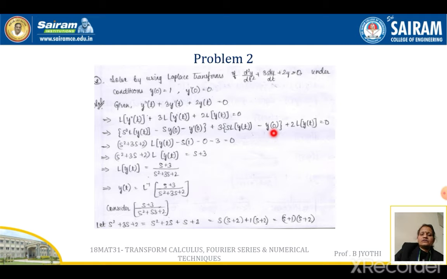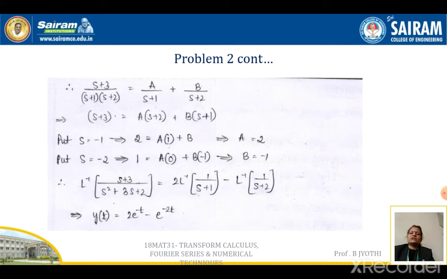And here also minus 3 is there, so that will be written. Thereby minus s minus 3, when it is taken to the right hand side, will be s plus 3. So L of y of t will be s plus 3 divided by s squared plus 3s plus 2. Now this s squared plus 3s plus 2 can be written as s plus 1 into s plus 2, that is on factorization and simplification we get.